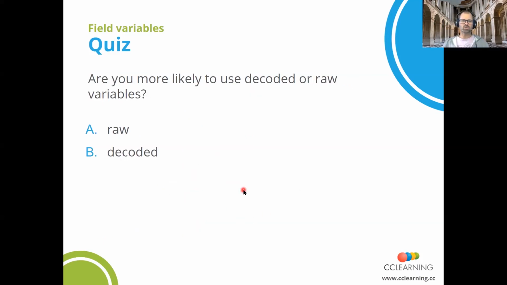Okay, so are you more likely to use decoded or raw variables? Think about this as, would you eat raw meat or cooked meat? You're more likely to use decoded. In other words, cooked meat is decoded, the one that we'll use. Raws are less likely to be used. So decoded is the way to go.